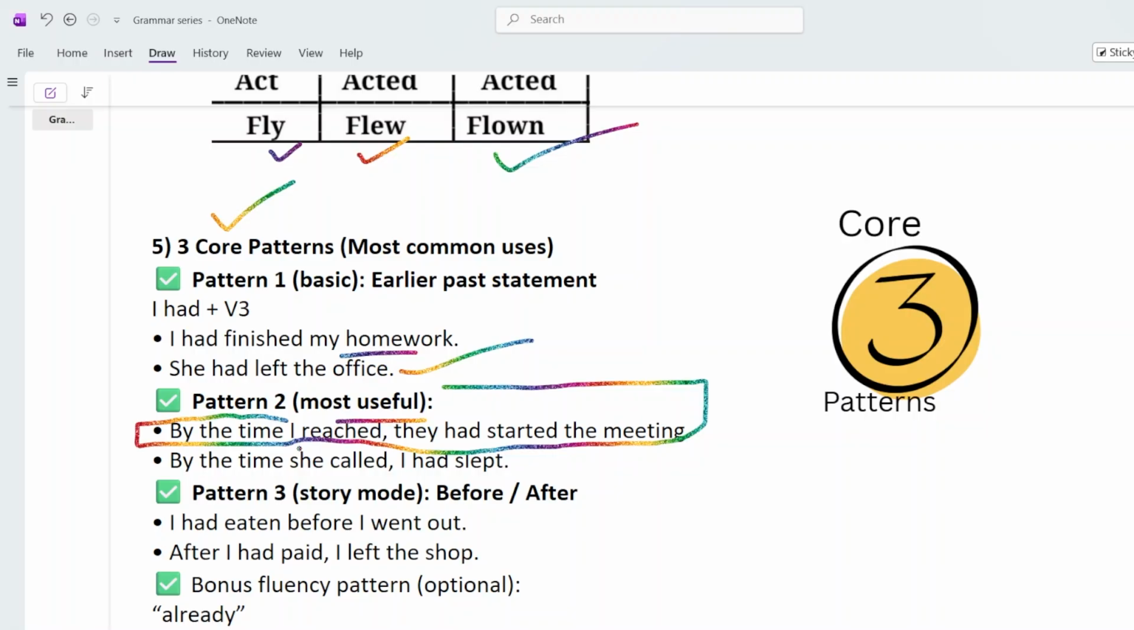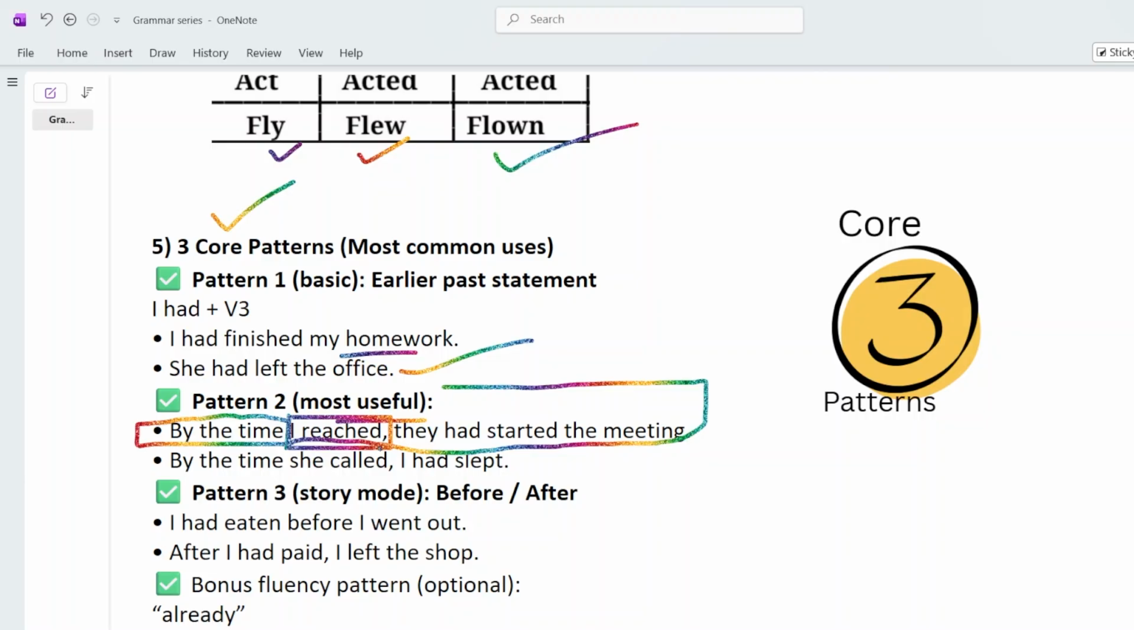In pattern 2, there is a sense of using simple past plus past perfect tense, if you can understand what I'm saying. So what is happening here? By the time plus simple past, then followed by past perfect tense. By the time I reached, right? "I reached" is simple past tense, not past perfect, because in past perfect you will be using "had" as an auxiliary verb. I reached is just simple past tense.